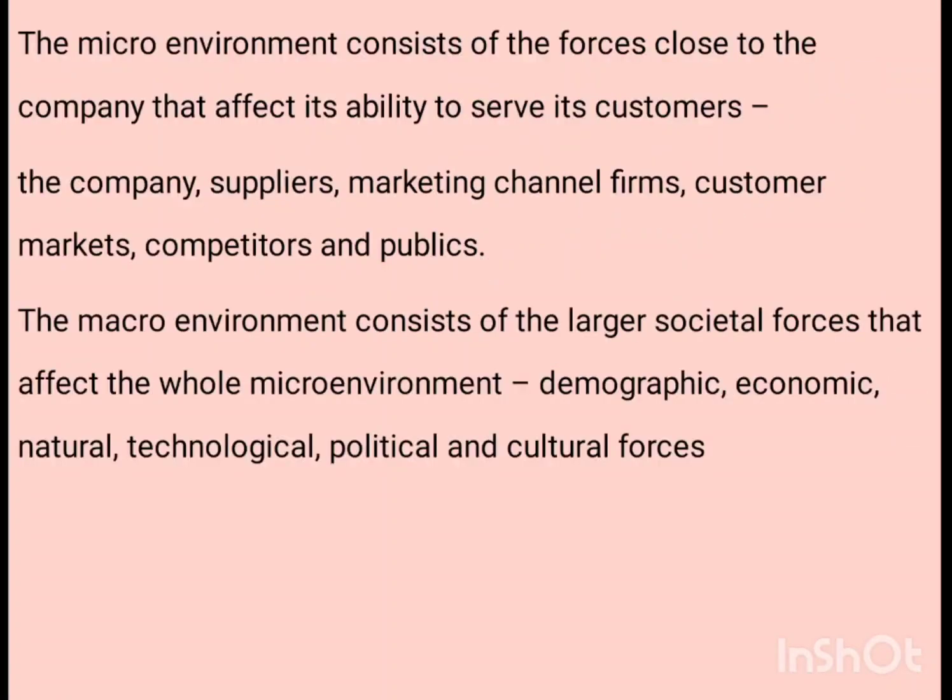Now we discuss what is micro and what is macro. The micro environment consists of the forces close to the company that affect its ability to serve its customers, like the company, the suppliers, the marketing channel firms, the customer market, competitors, and the publics. And the macro environment consists of larger societal forces that affect the whole micro environment, because macro means a wider term. In this we include demographic, economic, natural, technological, political, and cultural forces. So these are the basic components of the business environment that affect our business.